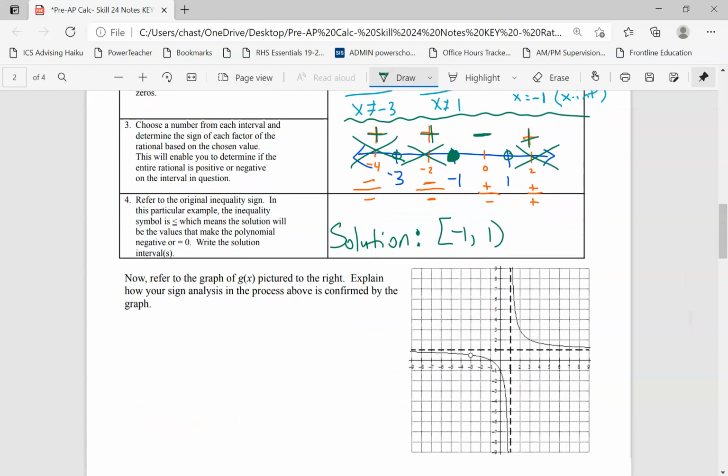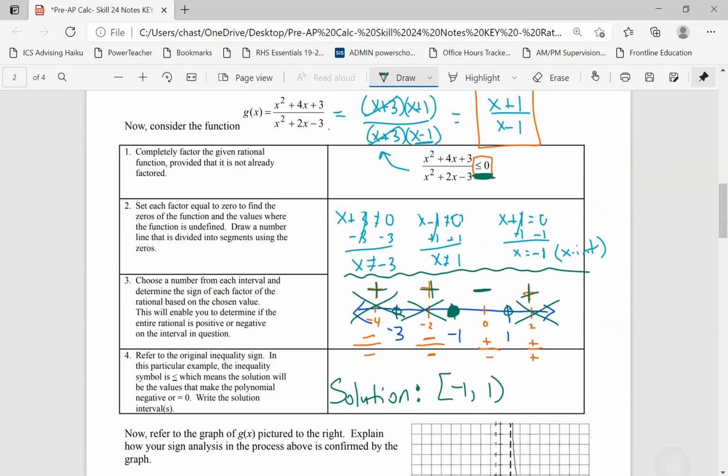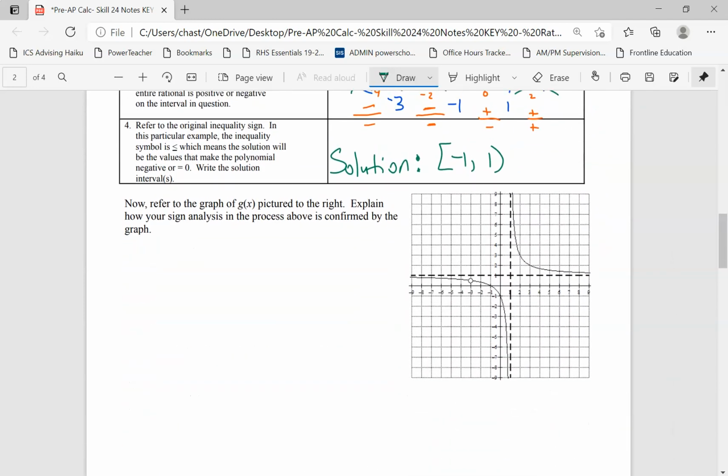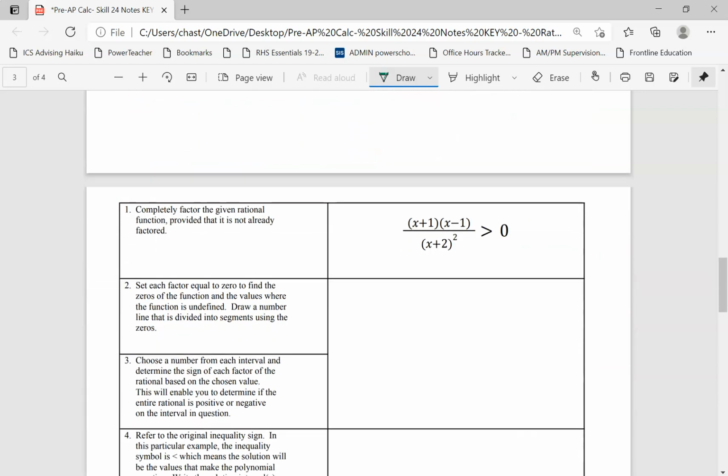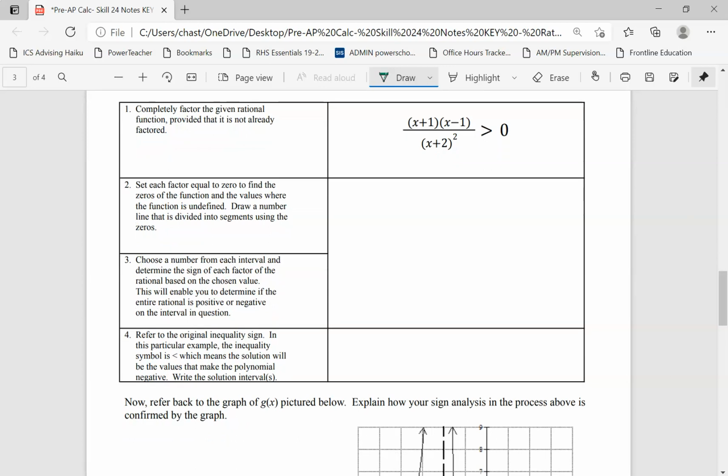And if we look at our graph for this, we can see from -1, that's where I had the x-intercept, over to +1, which is where I have the vertical asymptote. This piece of the graph is what is below, less than or equal to 0. So the graph now verifies that our solution is correct. All right. So now we're going to try another example.